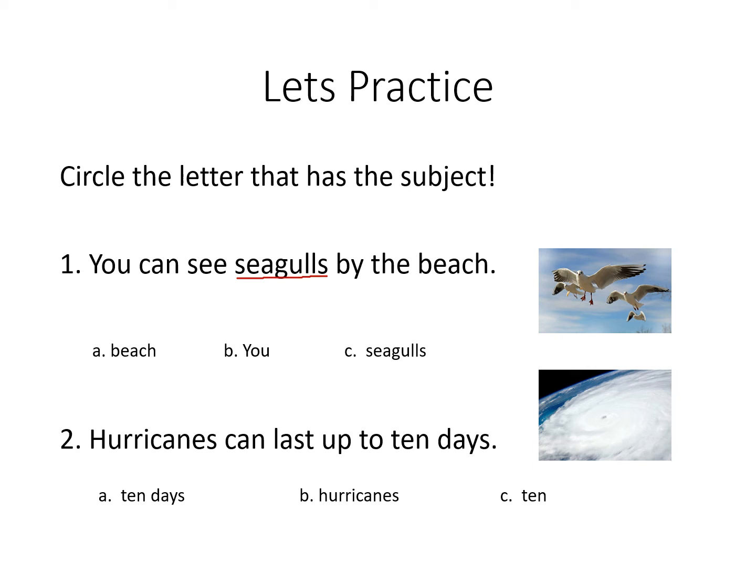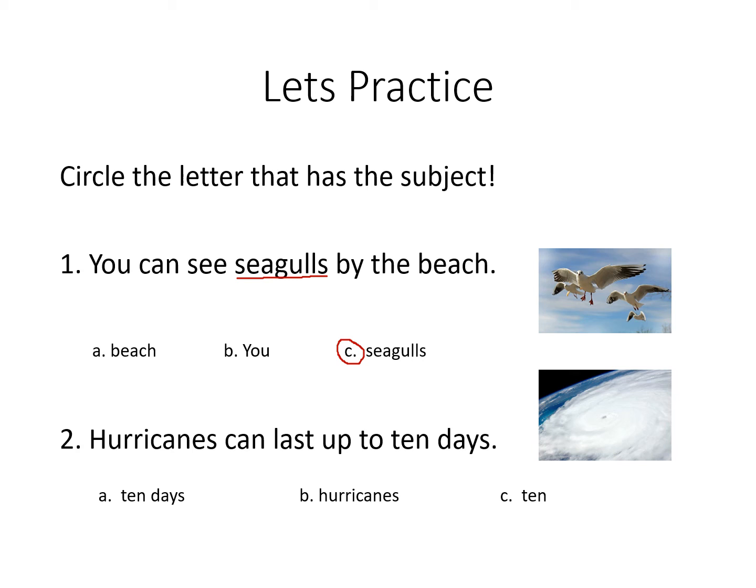I'm not talking about a person. I'm talking about seagulls. I'm saying that you can see them by the beach, but the focus of the sentence is seagulls. So, seagulls would be the correct answer. Let's go to number 2. Hurricanes can last up to 10 days.